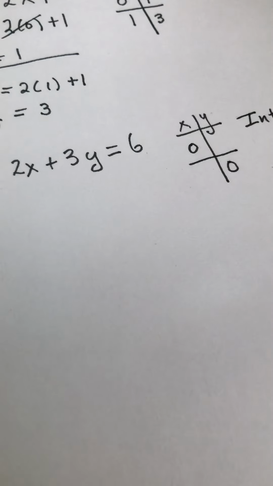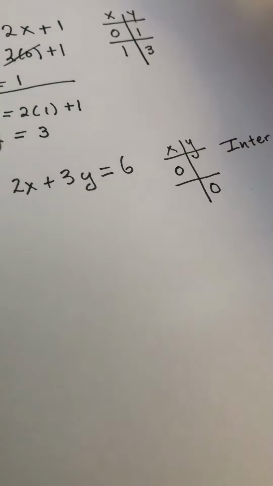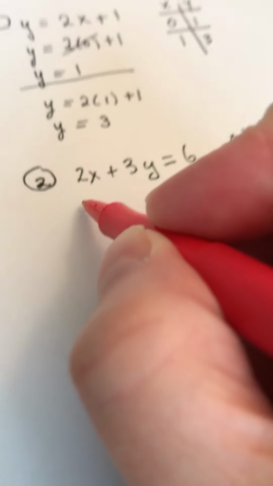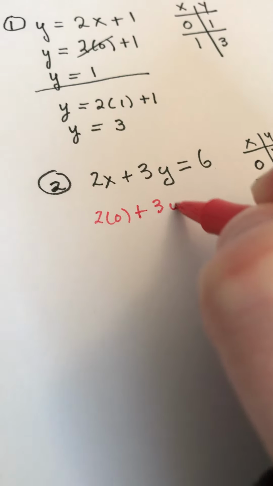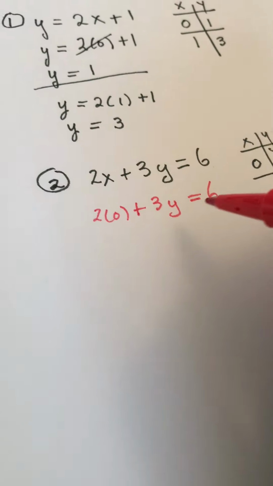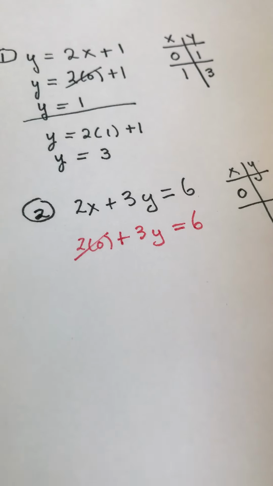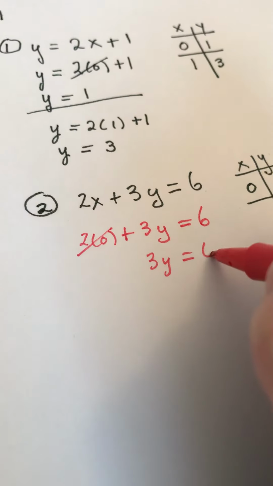So I am going to substitute in x equals 0. Let's do a different color. So when x is equal to 0, I come over here and I plug in 0 for x. And when I do that, that is wiped out. 2 times 0 is 0. And then I just have 3y equals 6.